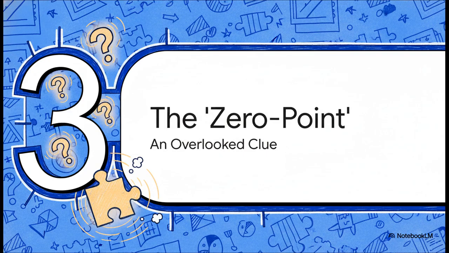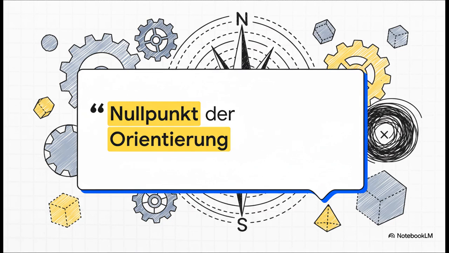Well, this little gap in the blueprint points us to a really fascinating and overlooked clue, the very piece of the puzzle that's going to give us the answer. And it has this incredible name that comes to us from the original German. It just sounds so important. Nullpunkt der Orientation, the zero point of orientation.